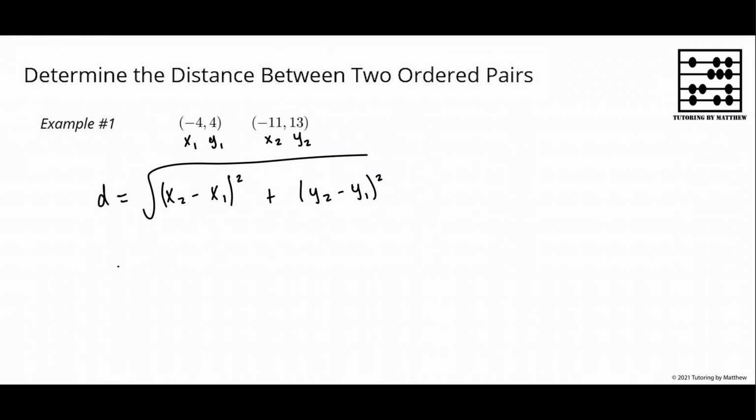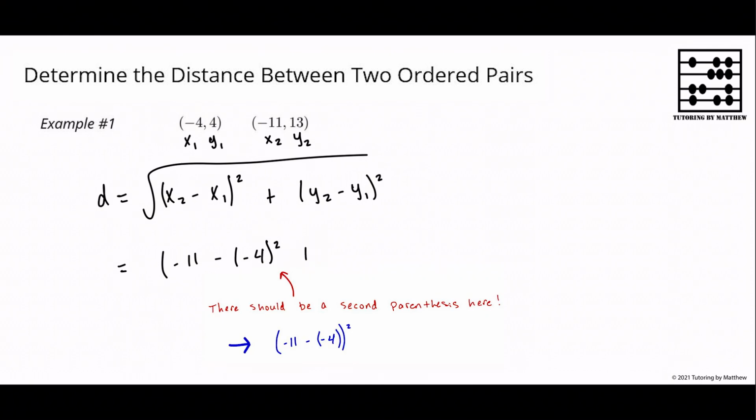The next step is to substitute the values from the ordered pairs into the equation: -11 minus -4, squared. Notice that when I'm substituting negative values with a negative in front, I substitute them in with parentheses. Then y2, 13 minus y1, 4, squared, and then square rooted.